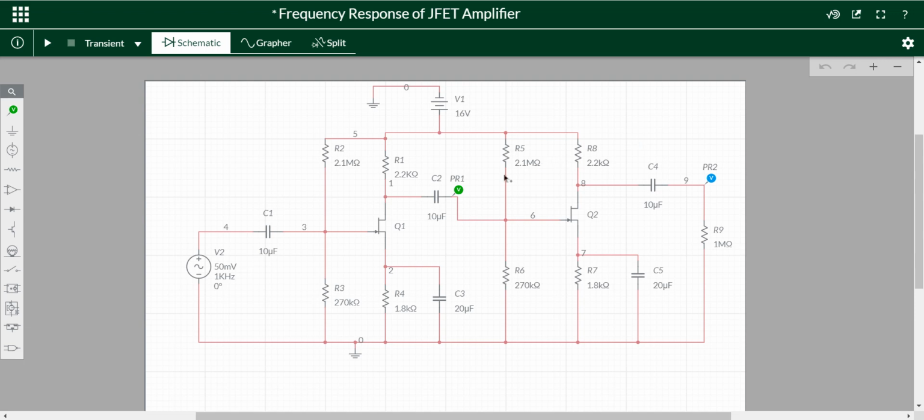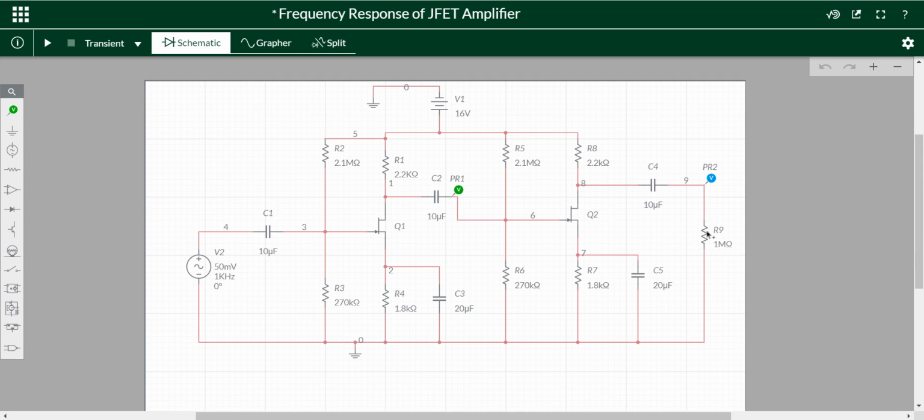We have to insert two probes. One is at the output of the single stage, another is at the output of the two stage, that is multi-stage. Take care that when you're inserting the probe at this output, there is a load resistance connected. Since we do not want to see the effect of this load resistance, its value is very high.